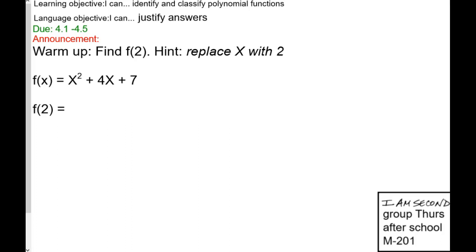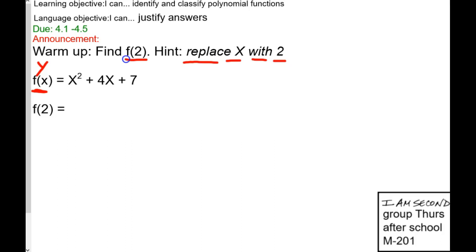So we're trying to find f of 2. That's how you say it, f of 2, which means you replace x with a number 2. Now, notice, we have f of x. What does f of x really mean? What letter is f of x? What variable? F of x is y, okay?